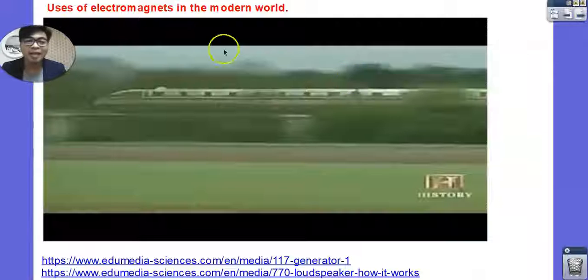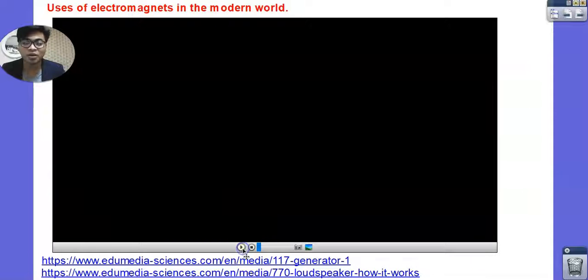Okay, so a while ago, I was telling you about the uses of the electromagnet. So let's take a look at this one.